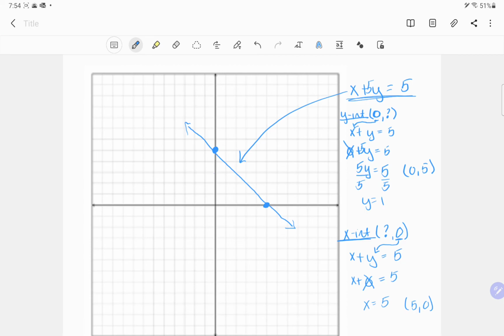So go ahead, try the problems on the worksheet. You have 3 pages. It shouldn't take you very long, though. Turn it in, and then you will be good to go ahead and do Khan Academy.